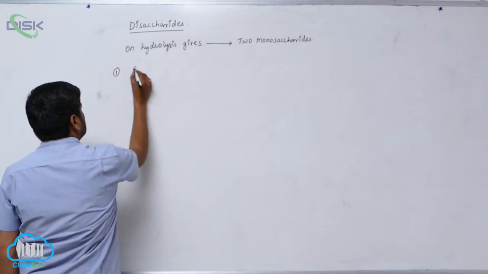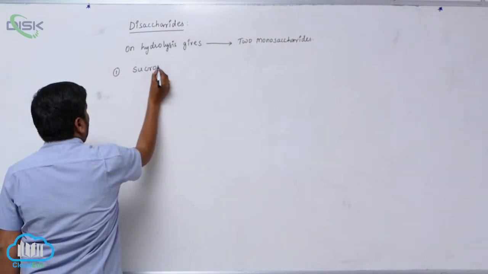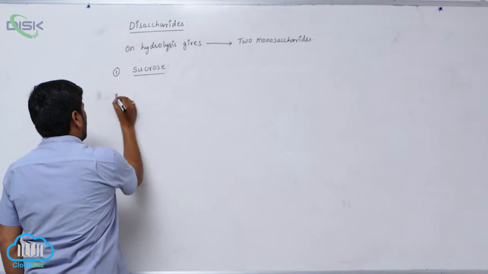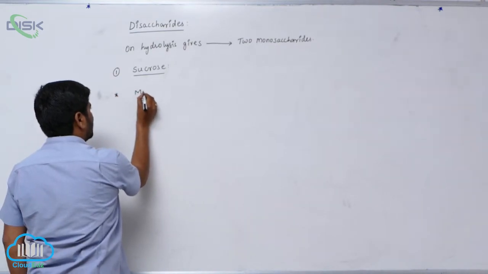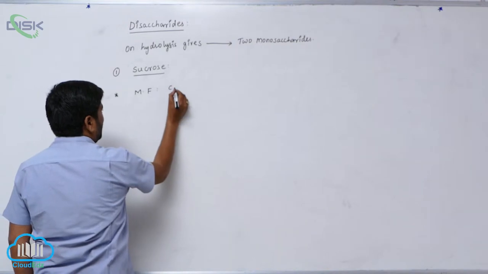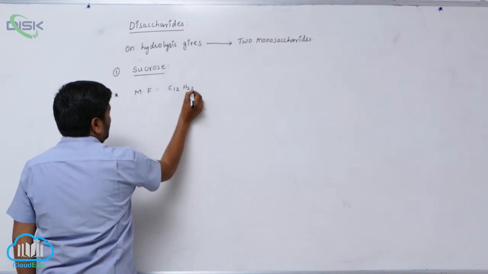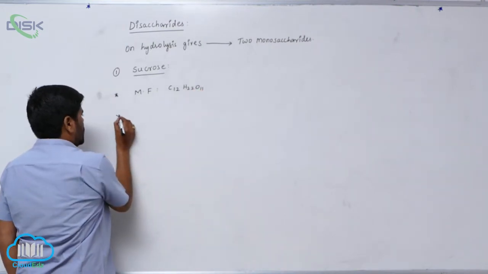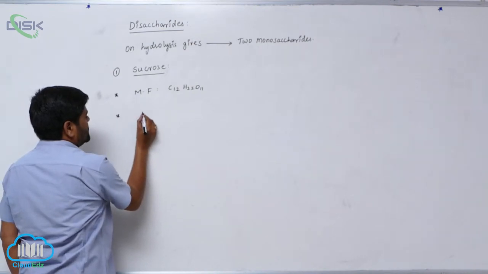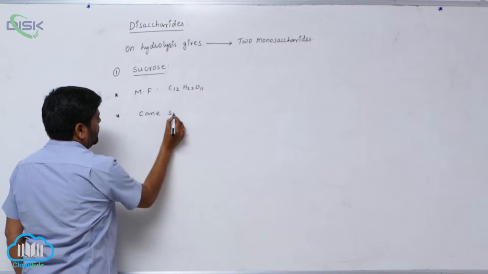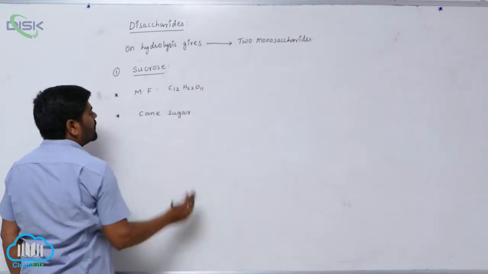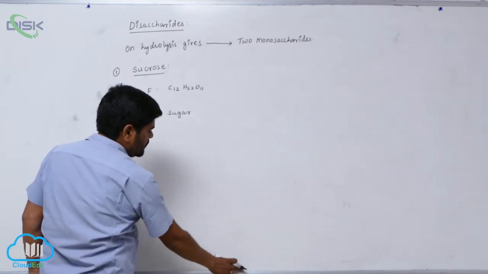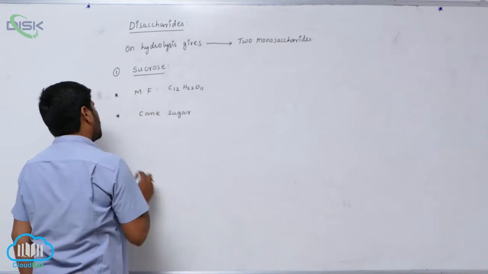Number one is sucrose. Molecular formula is C12H22O11. It is commonly known as cane sugar.